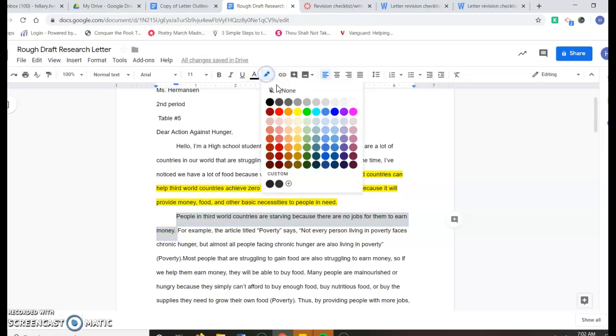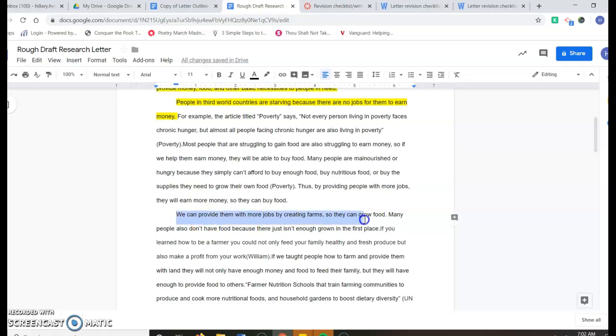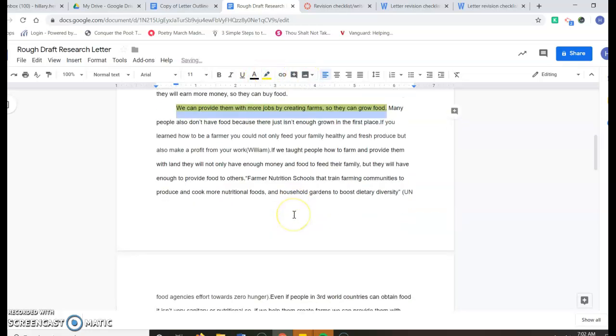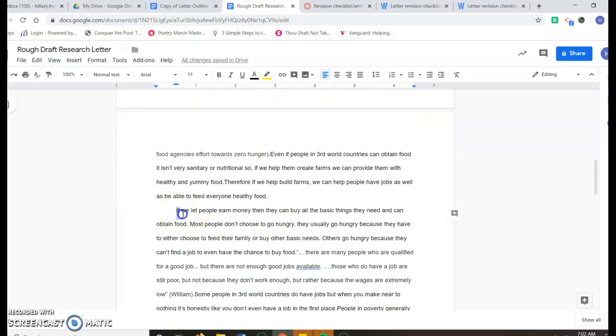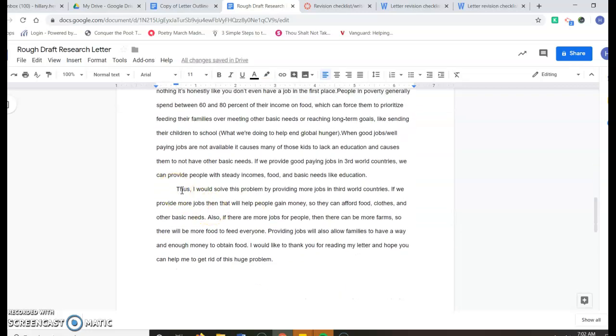If any of you are colorblind, just let me know, and I'll give you something to do instead of highlighting in colors. But ideally, if you just follow the outline, the first sentence of every paragraph should be in yellow. And then you want to highlight where you restated your claim down here. I think it's this. Okay.